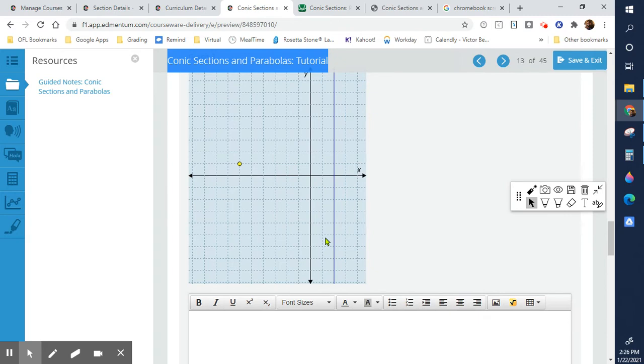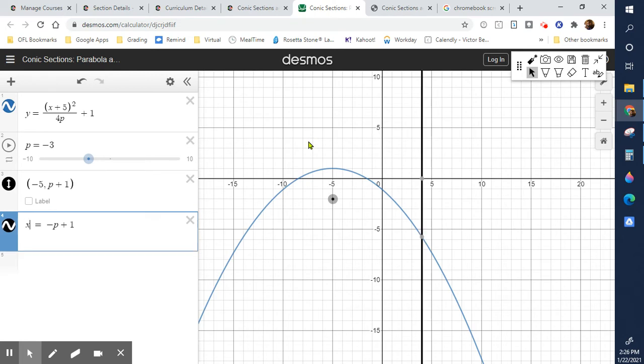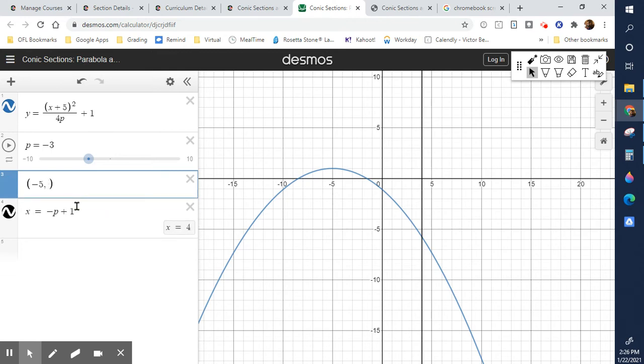Now, here's something interesting. We're changing the directrix. So what we want to do now is this is no longer going to be a horizontal line. It's going to be a vertical line. So we change this to x equals. All right, so we're going to change that to x equals. Ooh, this is no longer going to affect our y. It's going to affect our x. So we're going to change this to, let me put this at 0. And I'm going to change this to p.